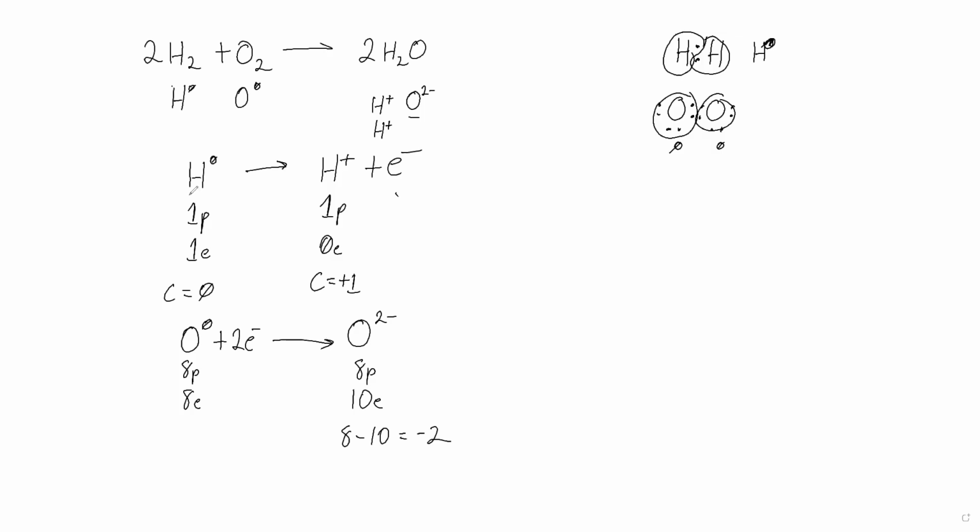So you see what happened is the hydrogen atom lost electrons, and we call that oxidized, because oxidation is losing electrons. And the oxygen gained electrons, we call that reduced, because reduction is the gain of electrons.